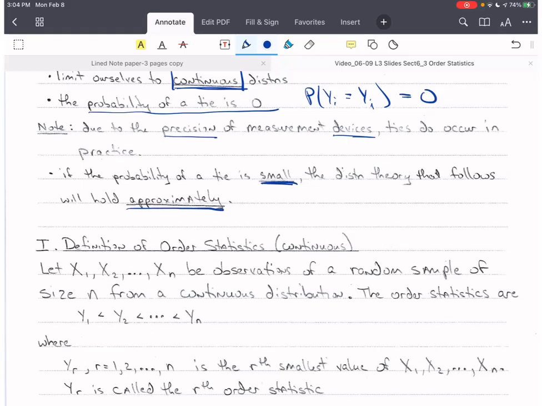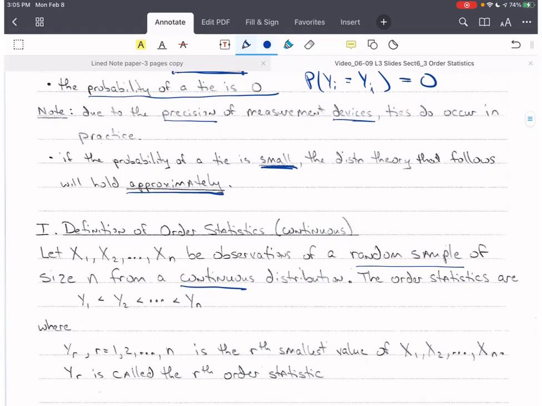Okay, so let's talk about the definition of an order statistic. Let x1 to xn be the observations of a random sample of size n from a continuous distribution. The order statistics are then denoted as y1 < y2 < ... < yn. Notice again, because they're continuous, we do not have the equal sign here. And we're going to call y sub r the rth order statistic, and it is the rth smallest value of the random sample, where r is from 1 to n.